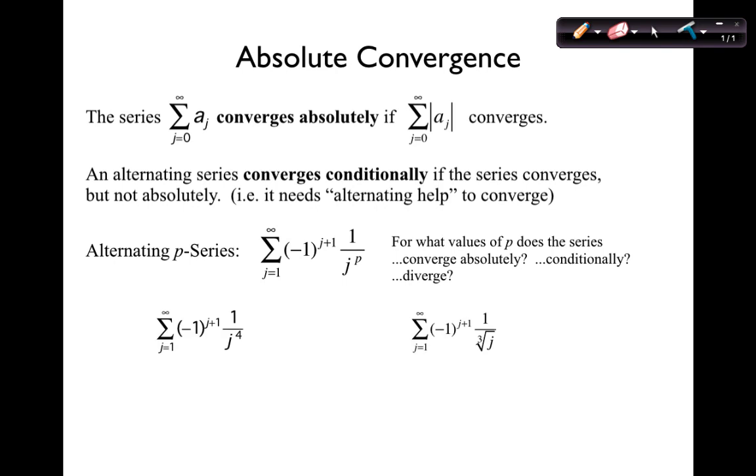Let's look at these two examples here. Here's an alternating p-series with p equal to 4. So what do you think? Does this converge absolutely? Does it converge conditionally? Or does it diverge? So we've got to know our p-series, right? We've got to know our p-series.